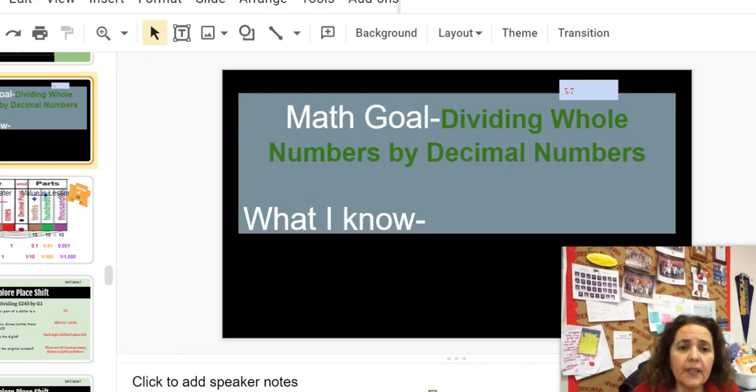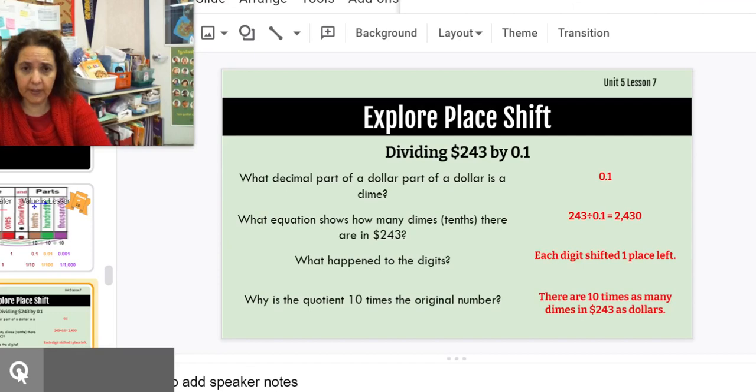Okay, so this is lesson 5.7. We're dividing whole numbers by decimal numbers. So write that down in your math notebook, and write down if you know anything about dividing whole numbers by decimal numbers, then come back to me. Okay, so let's take a look at this example.